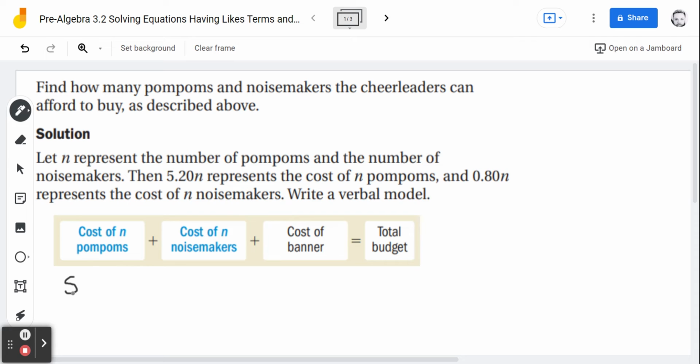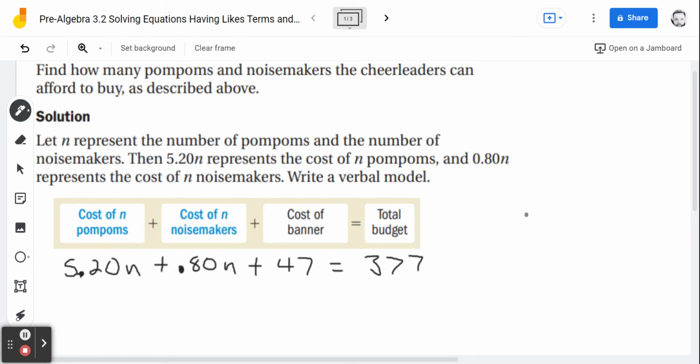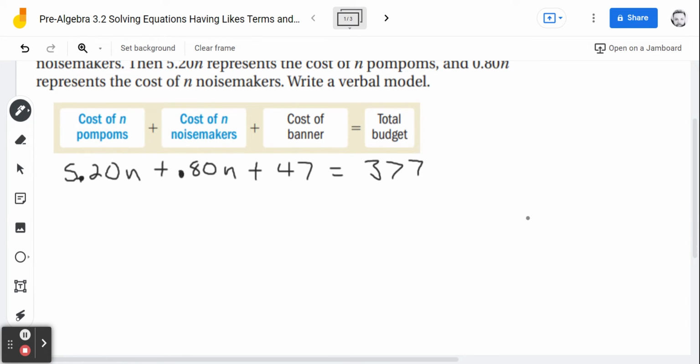So even though we don't have the paragraph, a set of pom-poms costs $5.20, right? And the noisemakers cost 80 cents. And the banner, if you buy the banner, it's just $47. They're going to buy one banner, it equals that. And then their total budget is $377. Okay. And so what we're trying to figure out is how many pom-poms and how many noisemakers can they get.